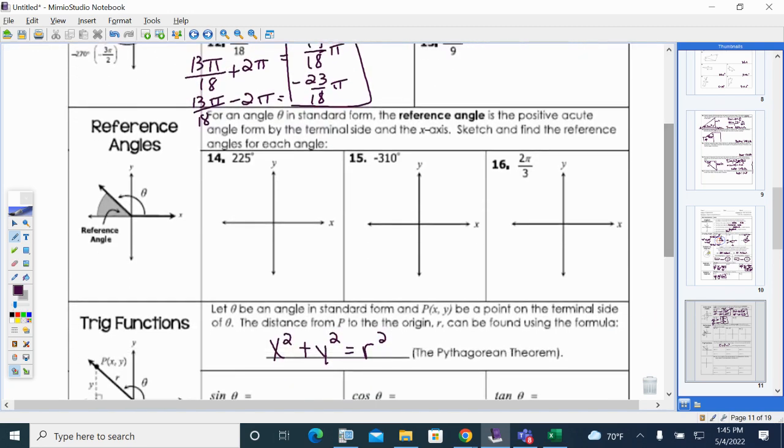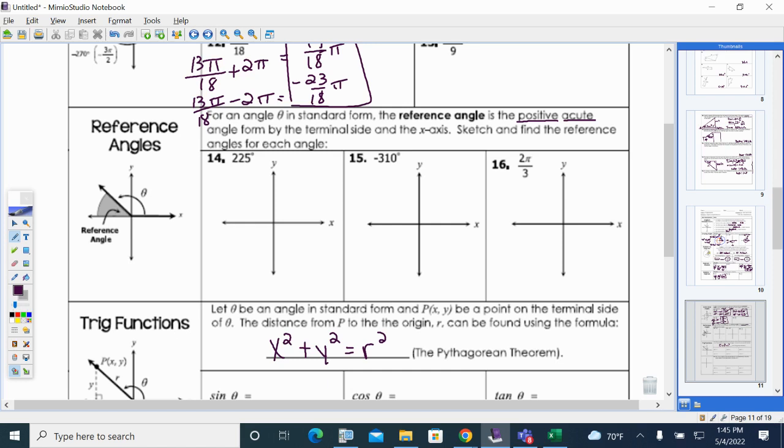Moving on. Reference angles are a very important part of the trig that we work on in here. So for an angle theta in standard form, the reference angle is the positive, very important word here, positive, acute is the other important word, angle formed by the terminal side and the x-axis. Sketch and find the reference angle for each angle.